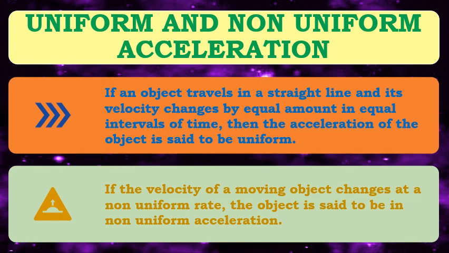Now again we'll just do a quick recap for uniform and non-uniform acceleration. When does this happen? Uniform acceleration: if an object is going to travel in a straight line and its velocity changes by an equal amount in equal intervals of time, then the acceleration is said to be uniform. But when it is going to change at a non-uniform rate, then we can say that the object is said to be in non-uniform acceleration. So this is regarding your uniform and non-uniform acceleration and positive and negative acceleration.